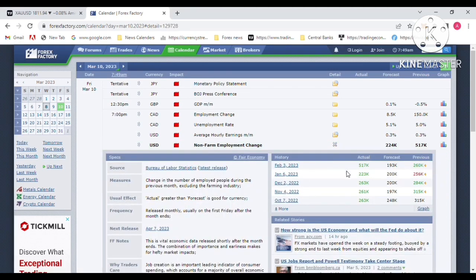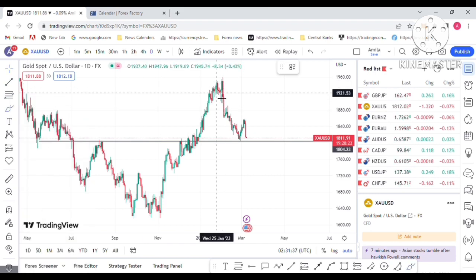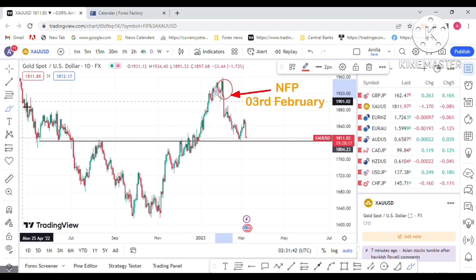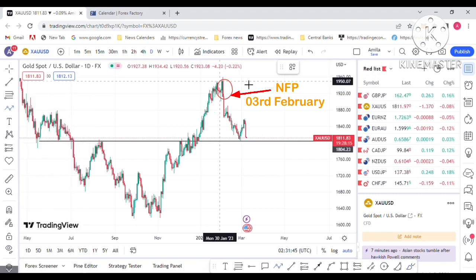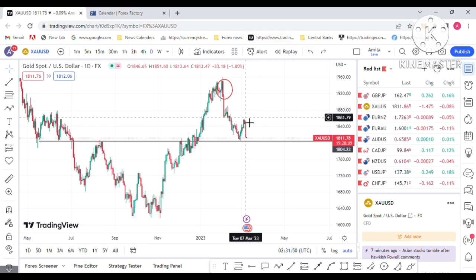So I'd like to go to last month's figures, which were released on February 3rd. It's a very positive effect for the US dollar; you can see the non-farm payroll figure was above 500 last month, February. I would like to see it on the gold chart. This point is February 3rd last month, when the NFP data was released. You can see gold dropped to the downside because it was a very positive effect for the US dollar.